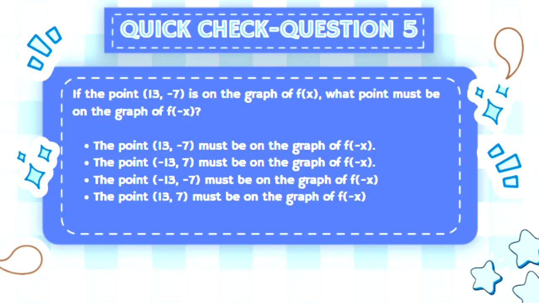Quick check question number 5. If the point 13, negative 7 is on the graph of f of x, what point must be on the graph of f of negative x? One of these numbers is going to change.